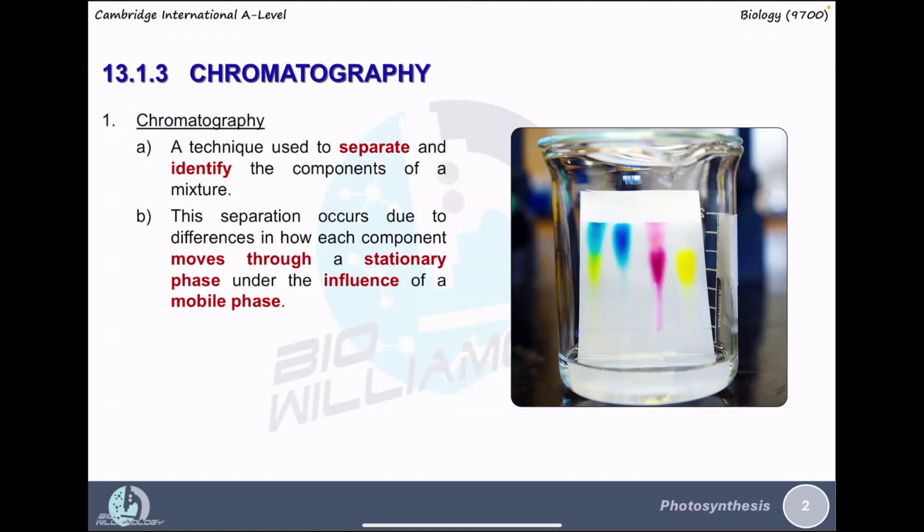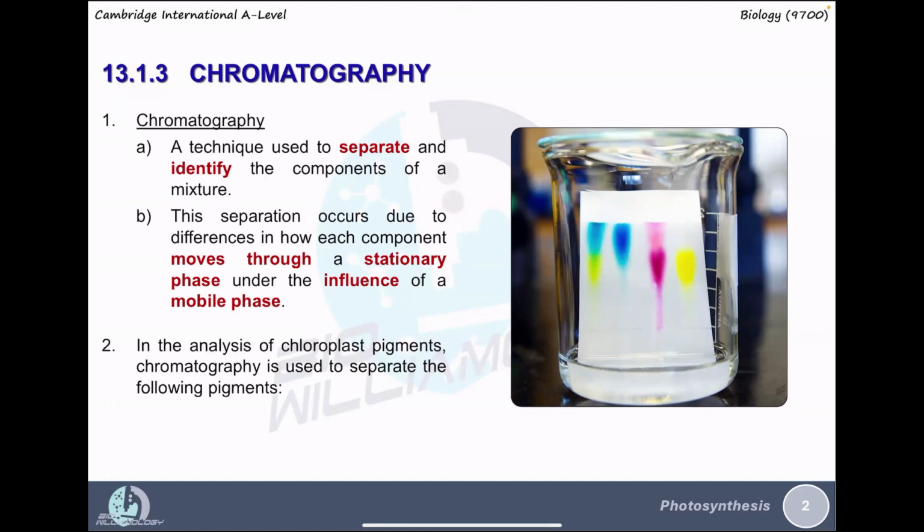So this separation occurs due to the difference in how each component or solute moves through a stationary phase under the influence of a mobile phase. We are going to discuss the stationary phase as well as the mobile phase. In the analysis of chloroplast pigments, chromatography is used to separate chlorophyll A, chlorophyll B, xanthophyll, as well as carotenes.